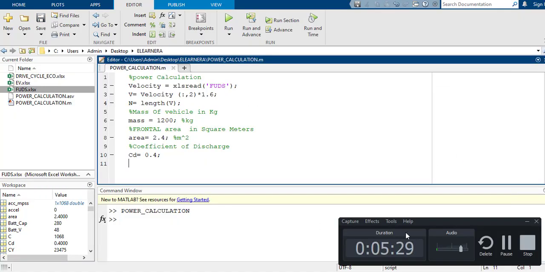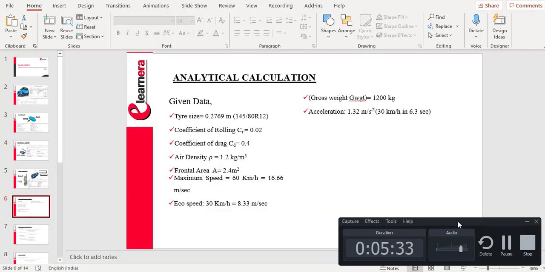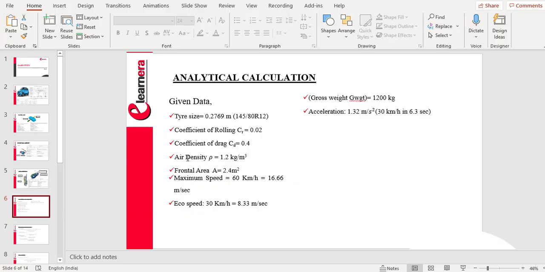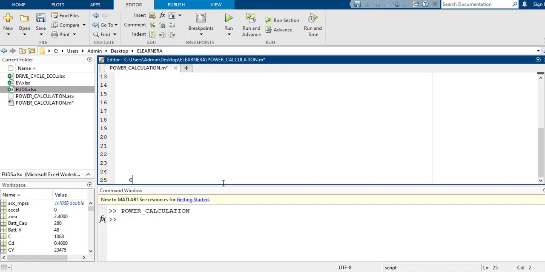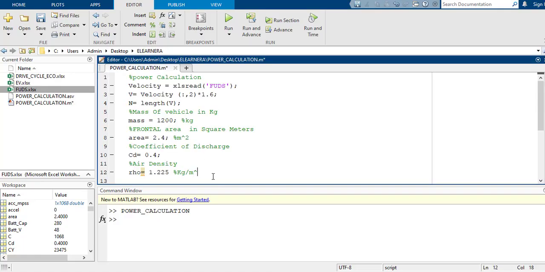Then we have the air density as a rho value, that is 1.225 kg per meter cube. Okay, then we have to save this value.